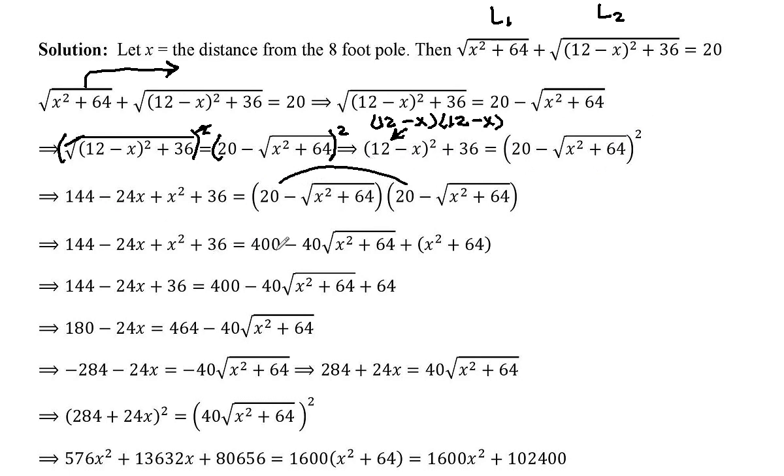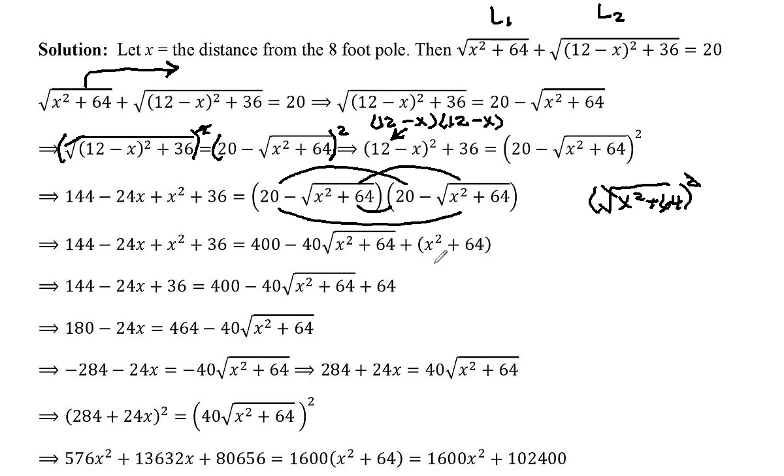So first terms, 20 times 20, 400. Outer terms, negative 20 root x squared plus 64. Inner terms, another negative 20 root x squared plus 64, which makes a negative 40 root x squared plus 64. And then last terms, negative times negative is positive: root x squared plus 64 times root x squared plus 64 is the root of x squared plus 64, squared. And then the root and the power undo each other. You're just left with x squared plus 64 right here.